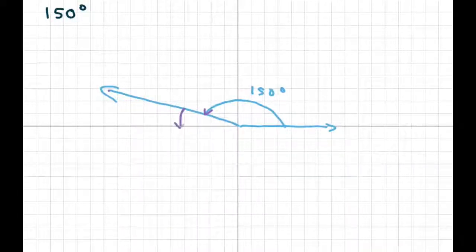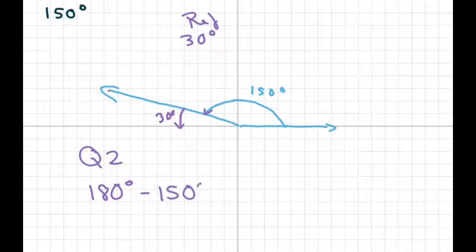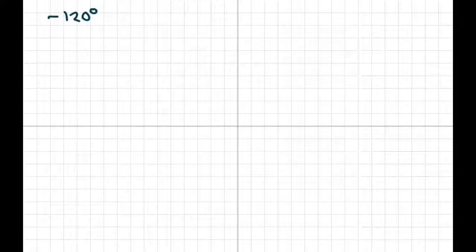to the x. And when you draw down, that's 30 degrees there. So our reference angle is 30 degrees. Or, since our angle is in quadrant 2, we're just taking 180 minus 150, and you get 30 degrees. And the last one we have is negative 120.